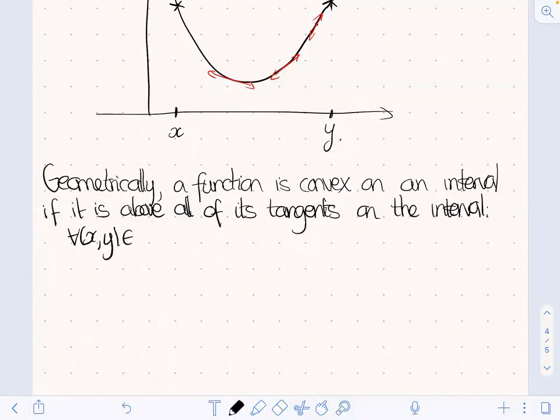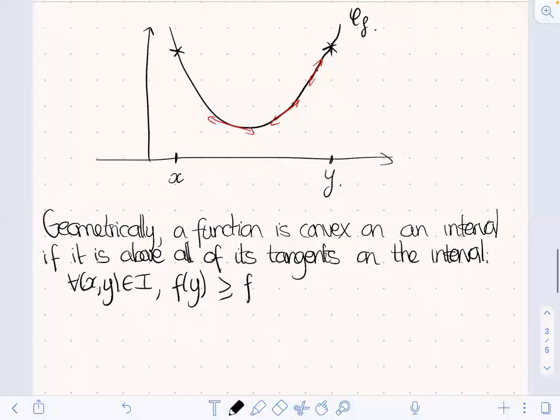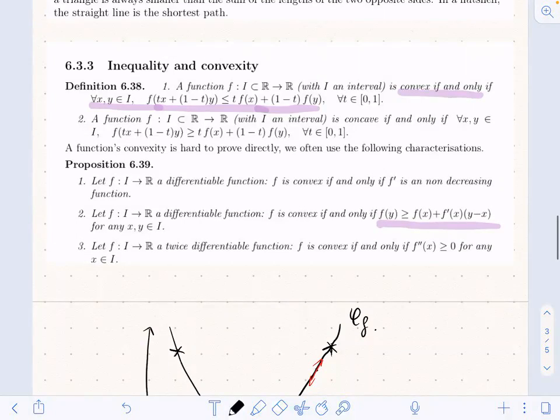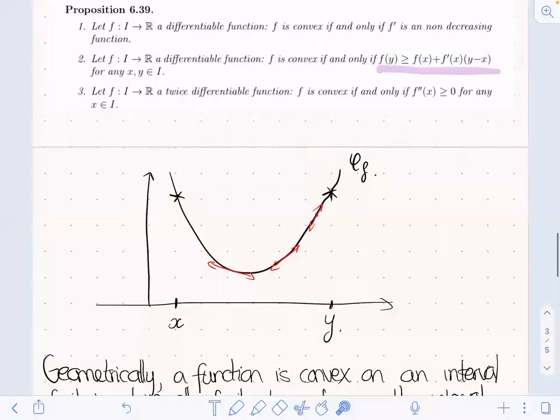So for any x, y in I, if you take a look at the value of f at y, you have f of y greater than f of x plus f prime of x times y minus x. I think that's what's written, yeah. So that gives you an interpretation of what it means. And remembering that it means that the second derivative is positive is good, because then that allows us to compute, or prove, that a function is convex.